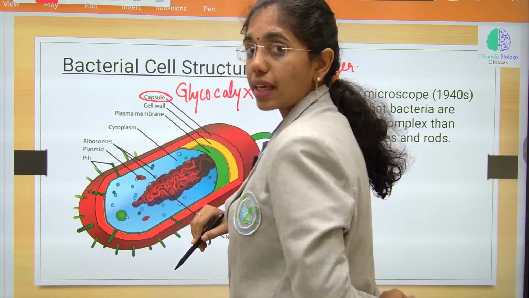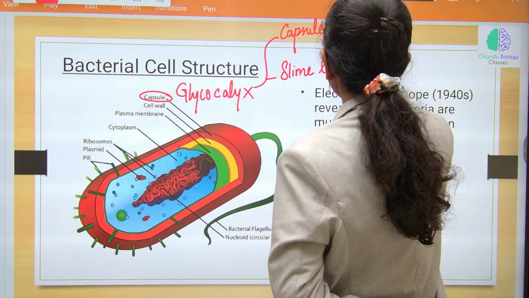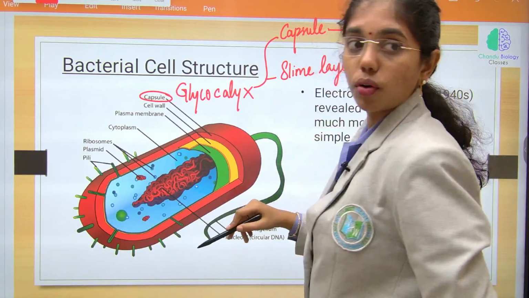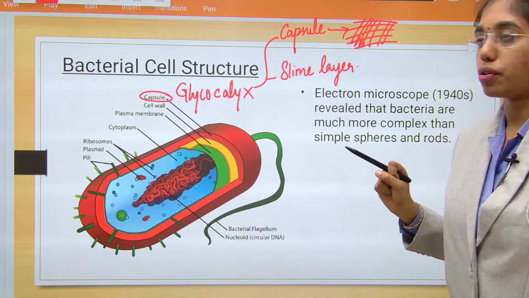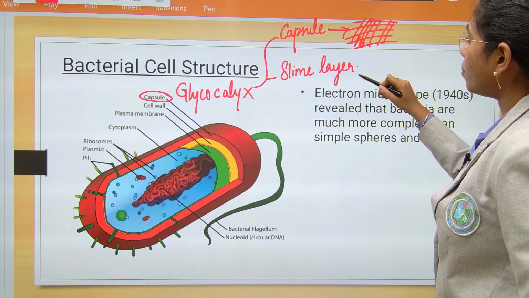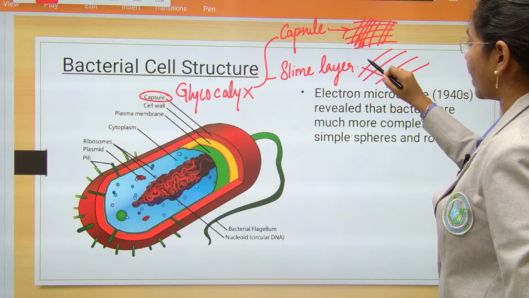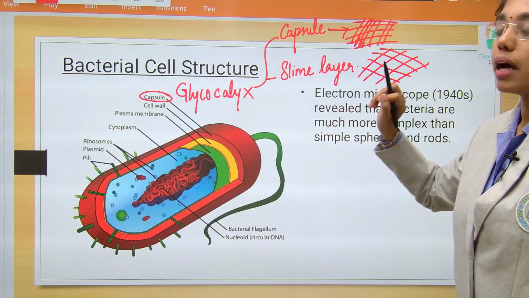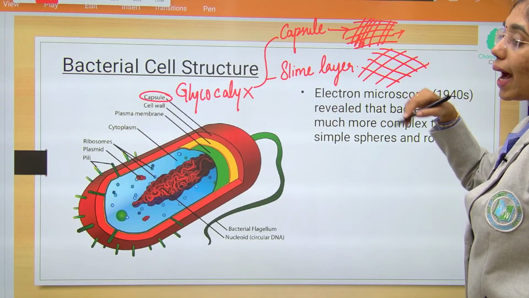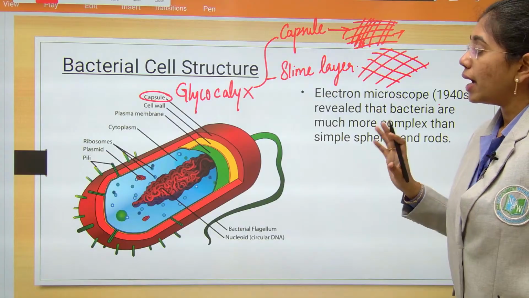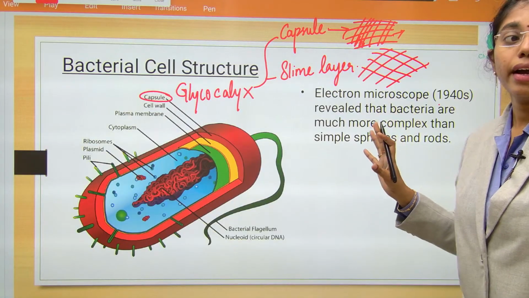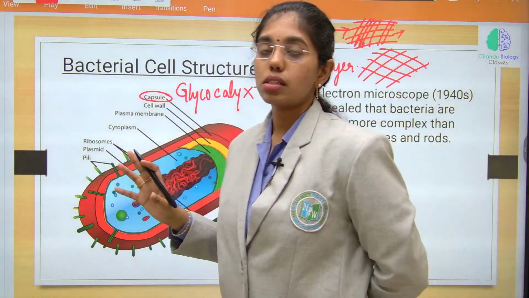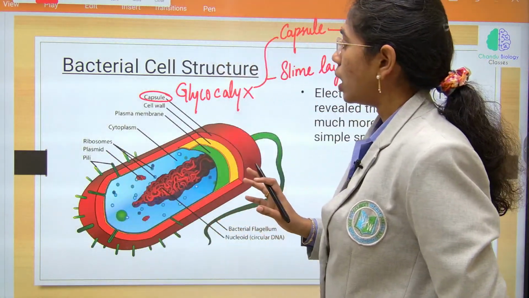Okay, if it is a capsule, it has very thick and tight strands of glucose. If it is a slime layer, the strands are loosely arranged. If the outermost layer is a capsule in a bacteria, that will help it hide itself from the host immune system. If the outermost layer is a slime layer, it will help the bacteria from the loss of water and minerals. Next is cell wall.